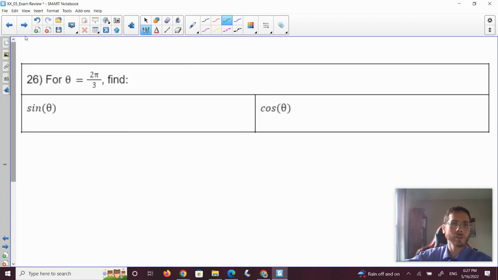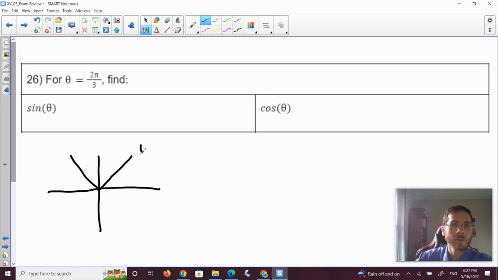For 26, theta is going to be 2 pi over 3. We have to find sine of theta. So, all right, that doesn't seem like that's too crazy. So we're going by thirds. So those are the ones that look like this. So that's 1 pi over 3, 2 pi over 3, and then 3 pi over 3. So this is the one that we're going for.